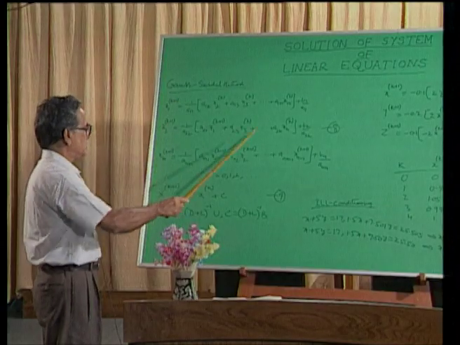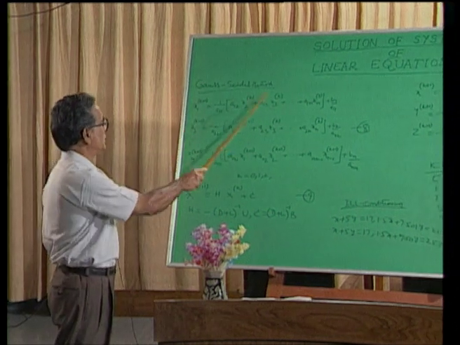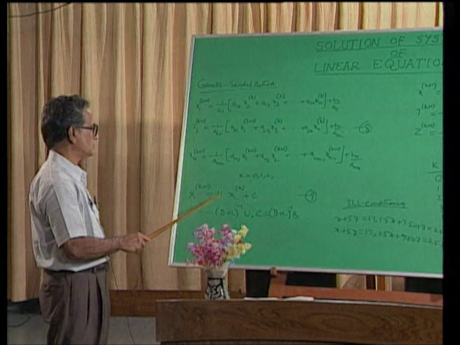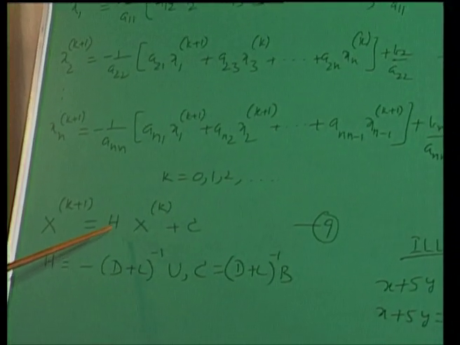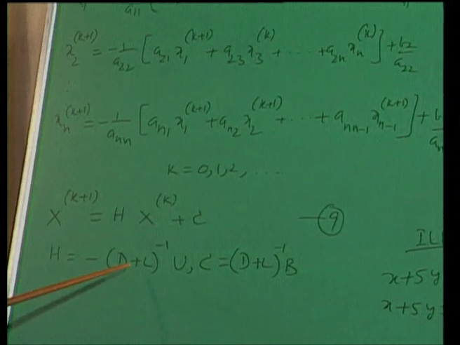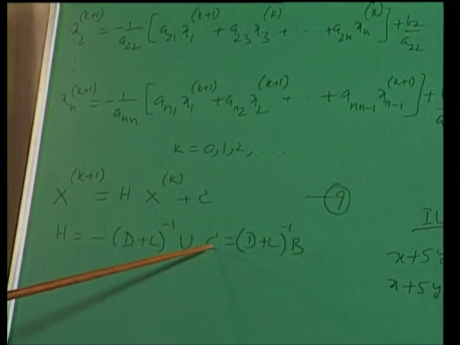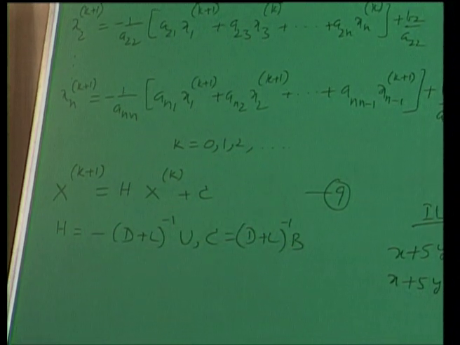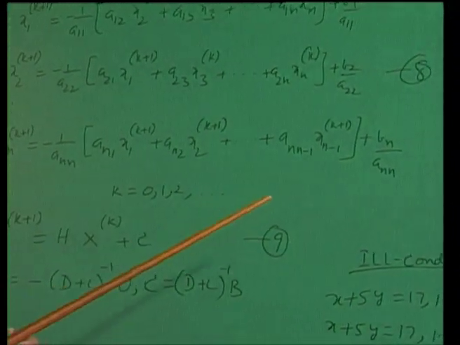Now this is the Gauss-Seidel iteration method, and when you write it in the matrix form, it can be written like this: x^(k+1) = H x^k + C, where this H, called the iteration matrix, is -(D+L)^(-1) U, and the constant matrix C is equal to (D+L)^(-1) B.